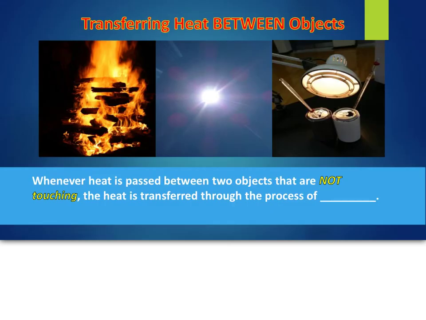Now, whenever two objects are not touching, and the key word here is not touching, heat is transferred through a process called radiation. That's how we get energy from the sun, from a fire, because we can't touch the fire, but we feel the heat from a fire through radiation.